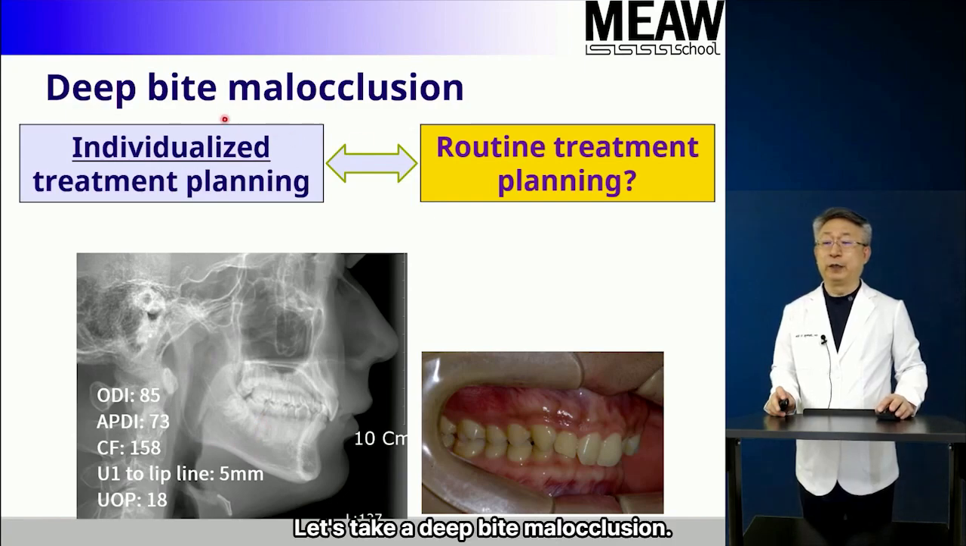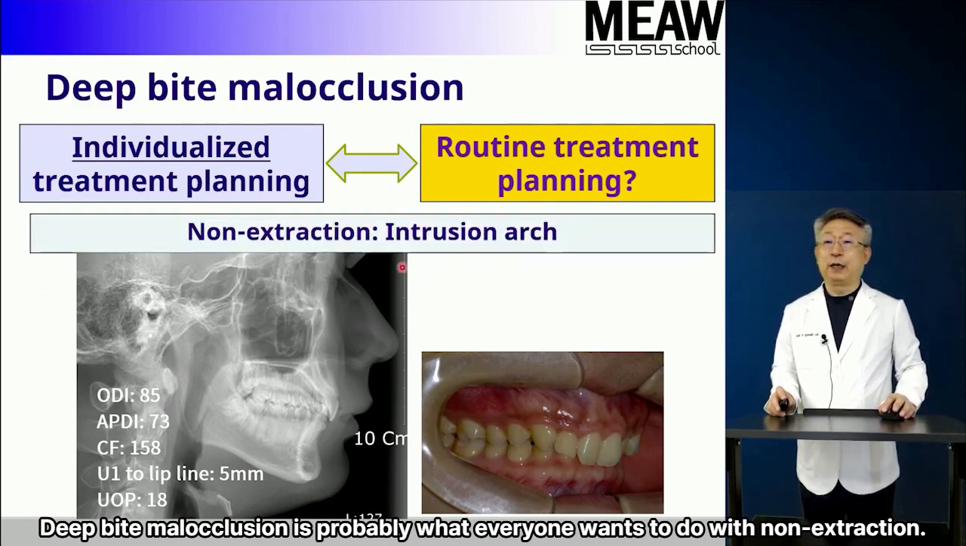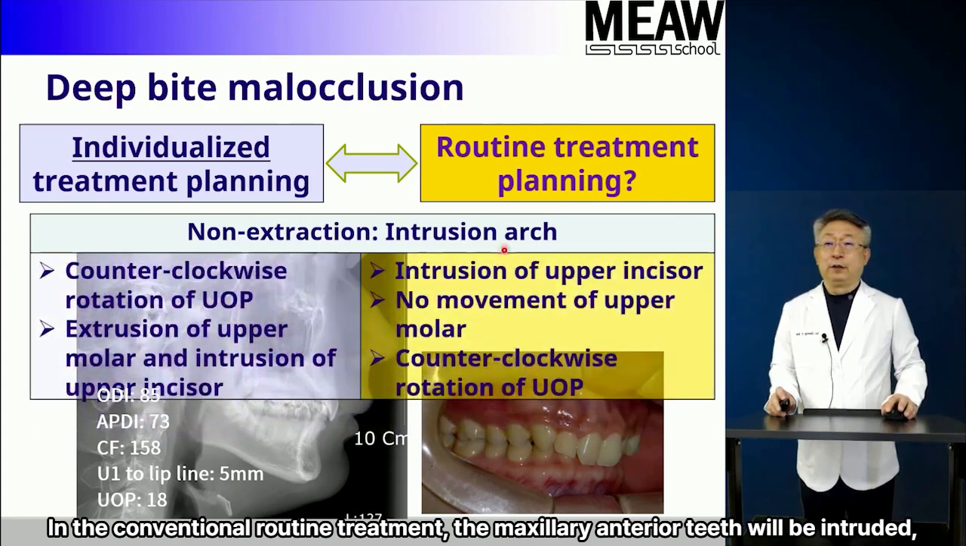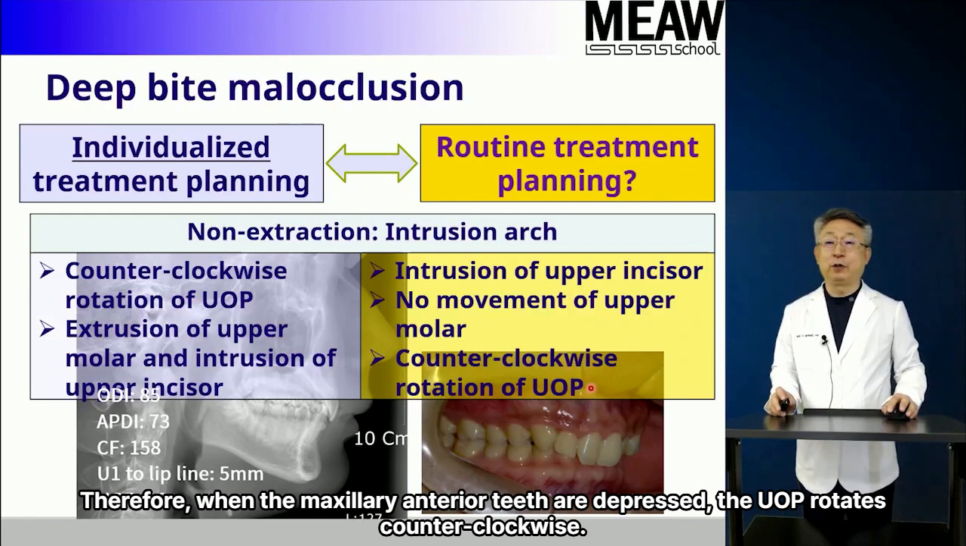Let's take a deep bite malocclusion. Deep bite malocclusion is probably what everyone wants to treat with non-extraction. In the conventional routine treatment, the maxillary anterior teeth will be intruded, and the maxillary posterior teeth should not be extruded. Therefore, TPI or mini screws will be used to treat them. Therefore, when the maxillary anterior teeth are depressed, the UOP rotates counterclockwise.